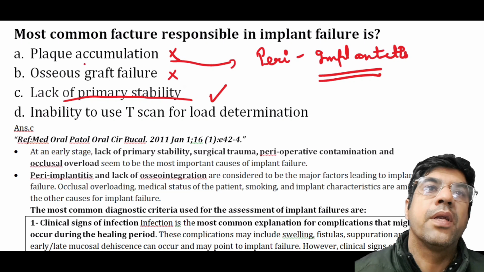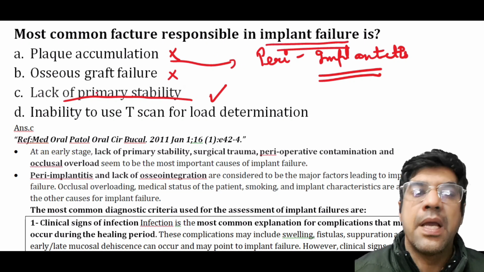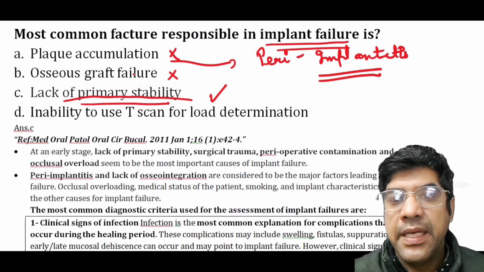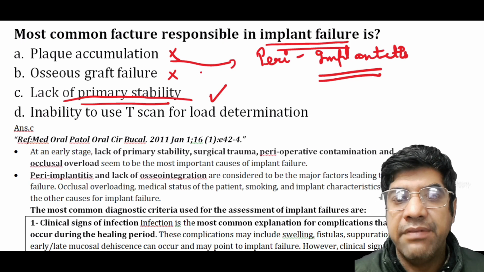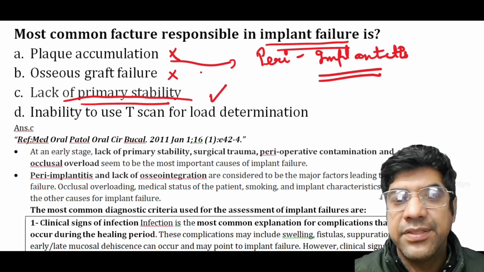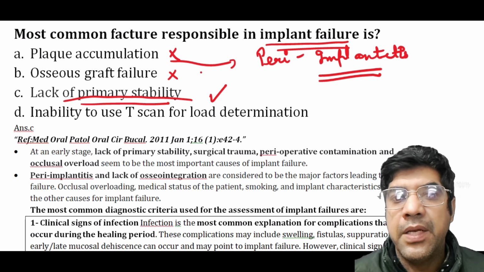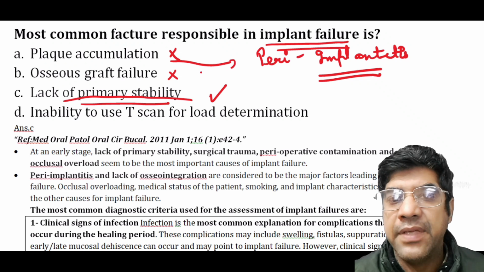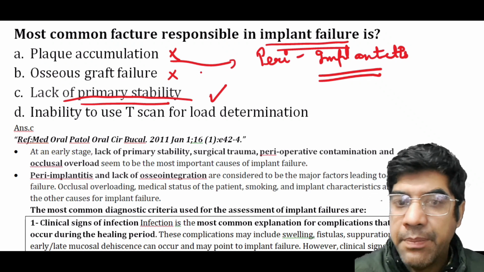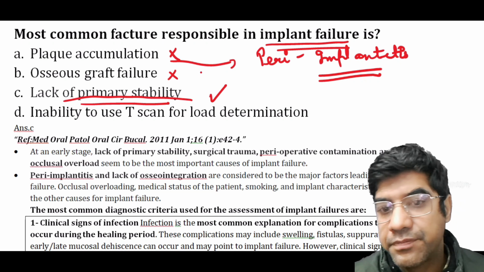So the most important factor responsible in implant failure is the lack of the primary stability. Primary stability refers to the initial mechanical stability that is achieved during the implant placement. So if the implant lacks sufficient stability at the time of placement, it may not properly integrate with the surrounding bone. That can lead to complications during the healing period, and that could lead to implant failure.